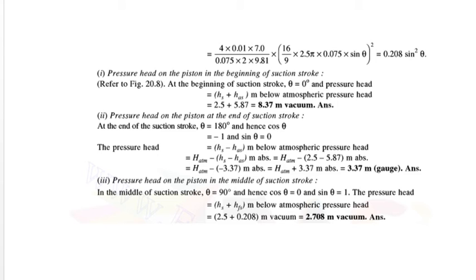h_s is given in the question. h_as you had calculated. So this value will become H atmospheric minus h_s 2.5 minus h_as 5.87. So this value will become 3.37 meter gauge value. This is the gauge value because you had calculated the value from the atmospheric pressure head. So you get this 3.37 meter in the form of gauge value.